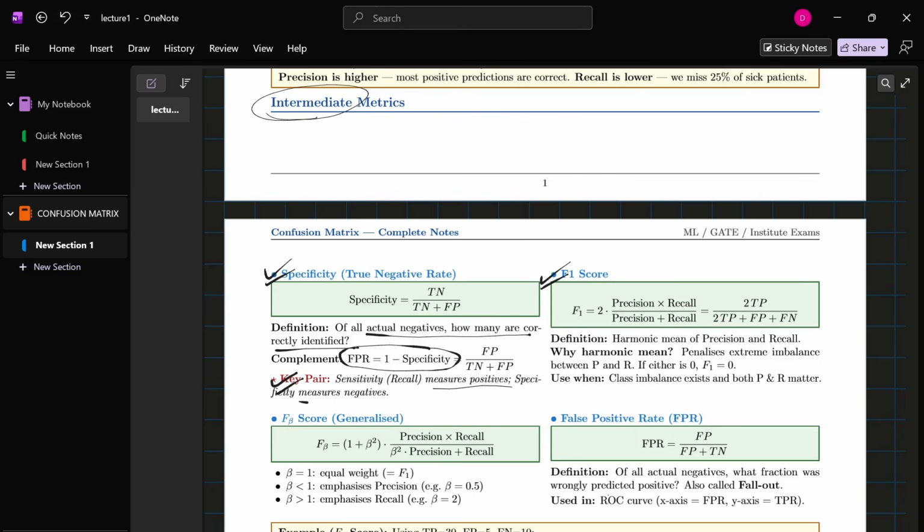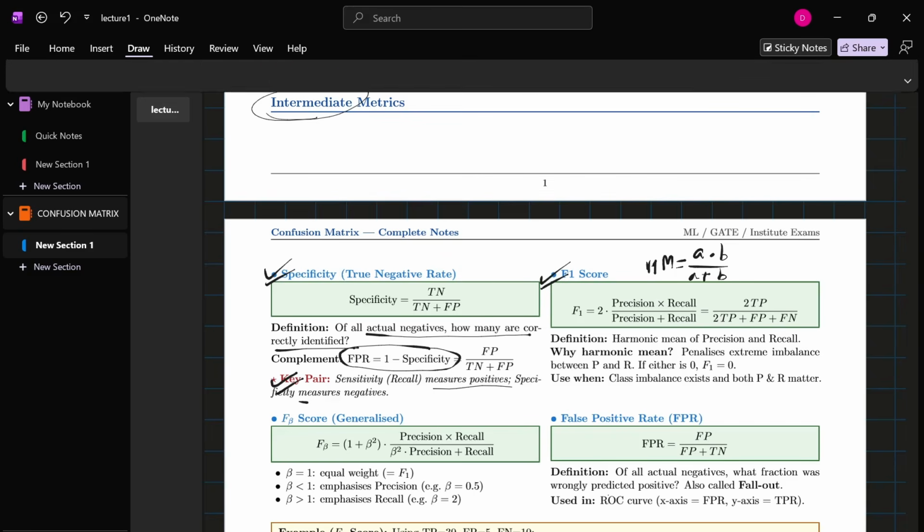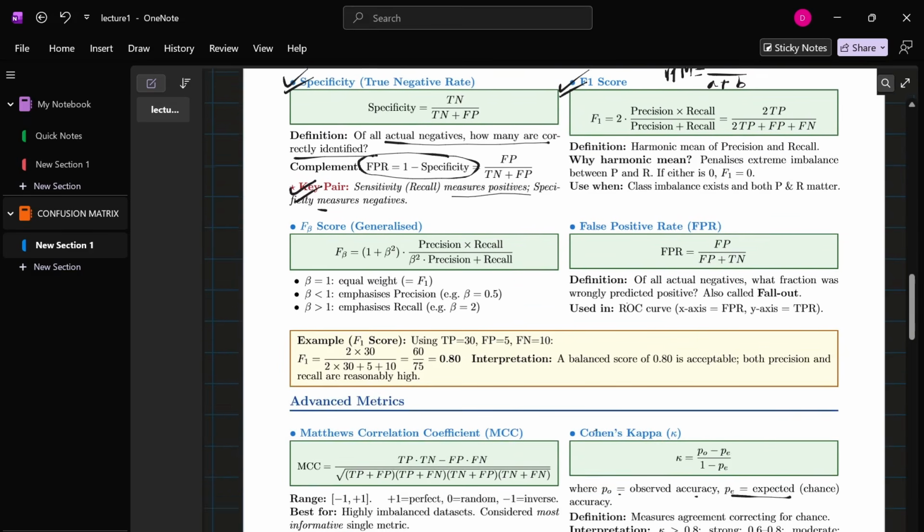Now the F1 score. This is the harmonic mean of precision and recall. Why harmonic mean? Because it severely penalizes if either precision or recall is very low. If one of them is 0, F1 becomes 0. From our example, F1 equals 60 by 75. That's a decent balanced score.